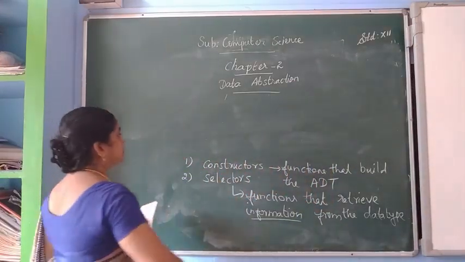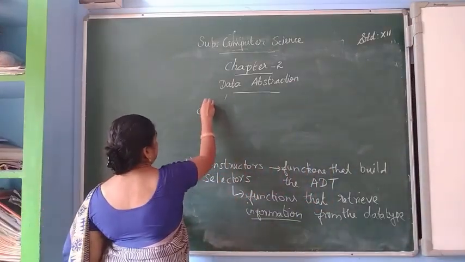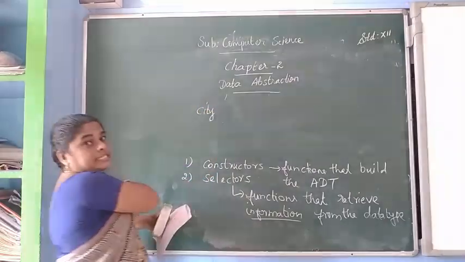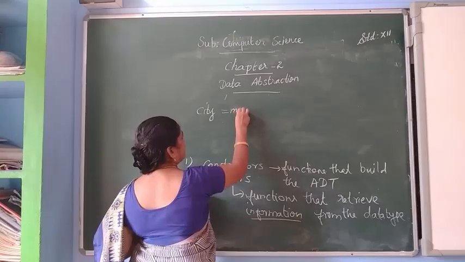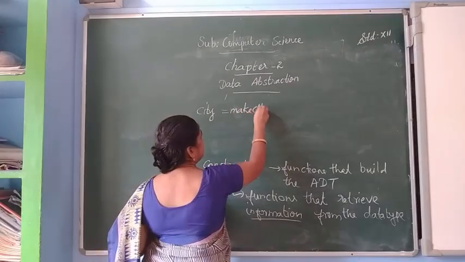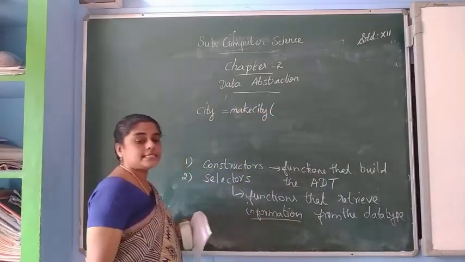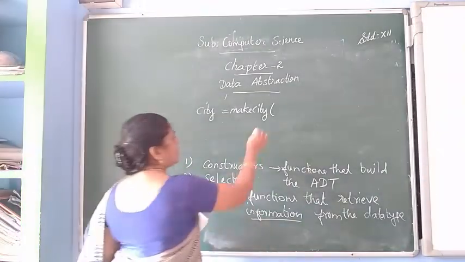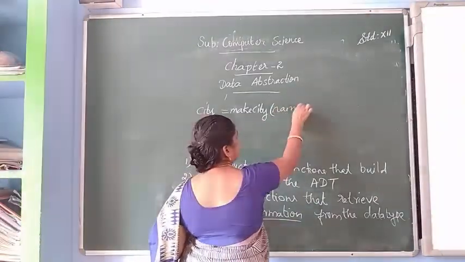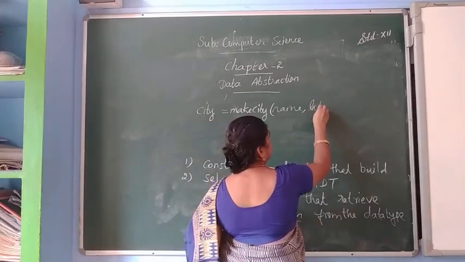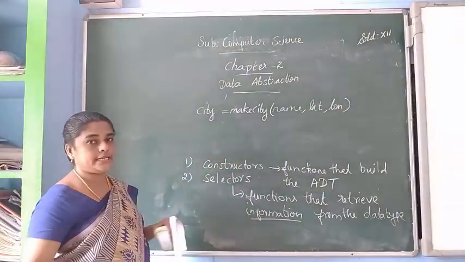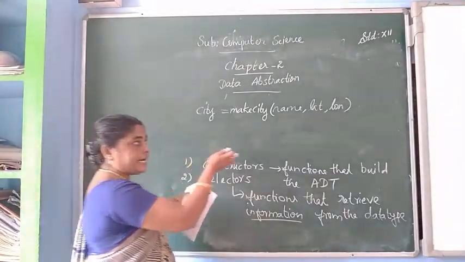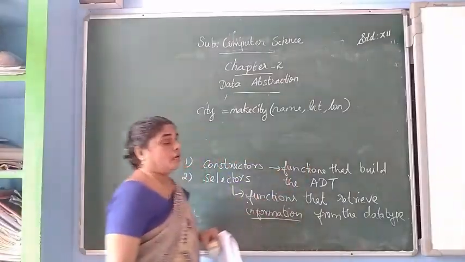See, one example. We have to make a city using a constructor. City equal to make city. Then the city needs name, latitude and longitude. The direction where the city is, that direction is the latitude and the longitude.